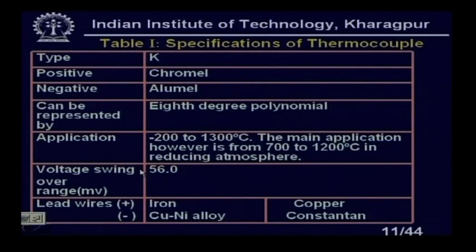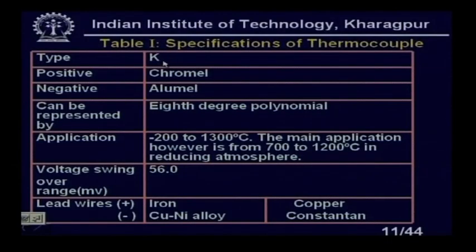Another important thing is that industry does not mention the thermocouple by name. They do not say chromel-constantan, copper-constantan, iron-constantan, platinum, platinum-rhodium. Usually they give a type name, which has been accepted by the process industry over the years. So we also give the type of each thermocouple. When you say type K, you must know this is a chromel-alumel thermocouple. What is chromel? Chromel will be positive, alumel will be negative.